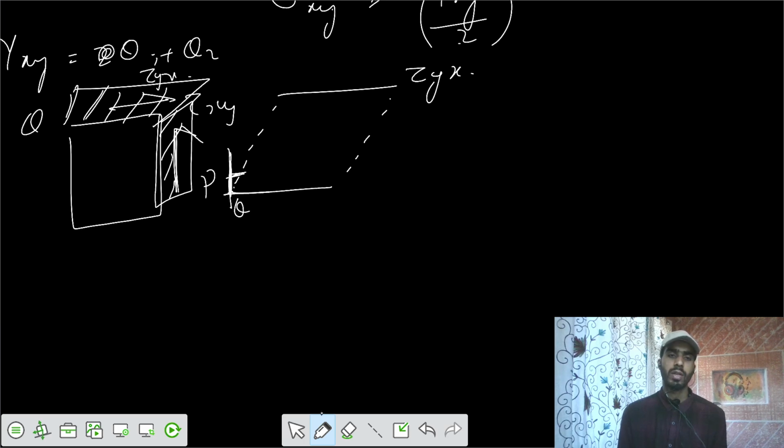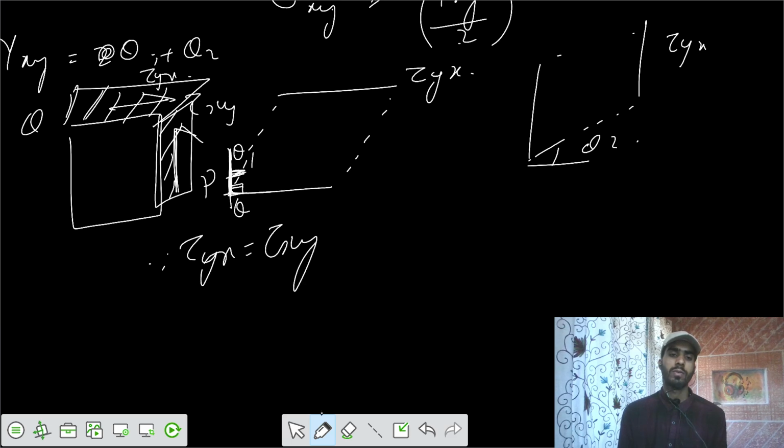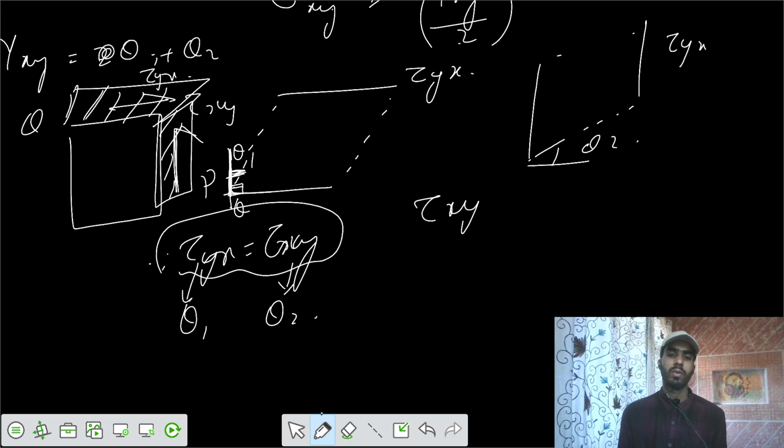So initially the two axes were at an angle of 90 degrees, but it has deformed by some angle theta 1. Similarly, because of tau xy, it has deformed in this fashion, so there's some theta 2 developed. But we say that tau yx equals tau xy because of complementary shear stresses. So tau yx contributed theta 1 and tau xy contributed theta 2. But since tau xy equals tau yx, that means theta 1 equals theta 2.